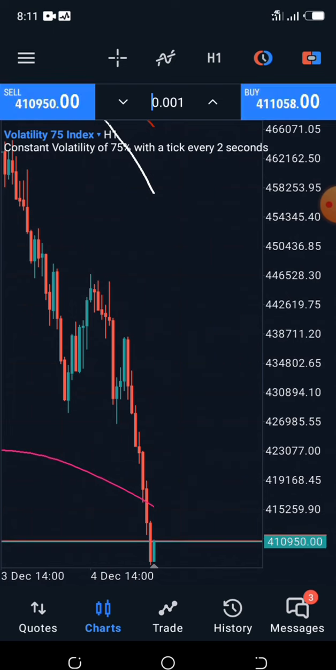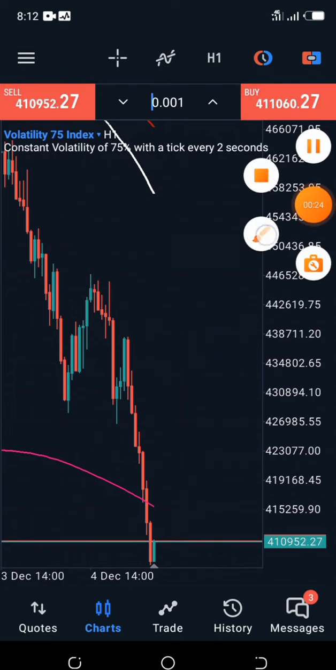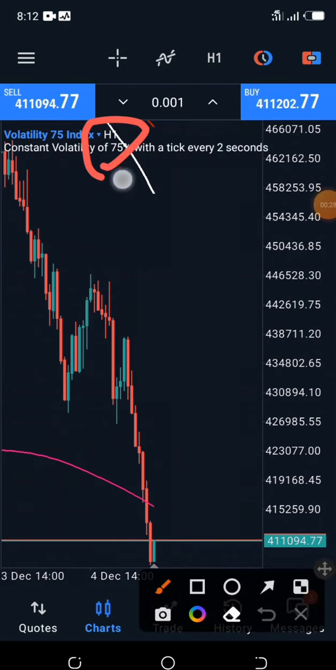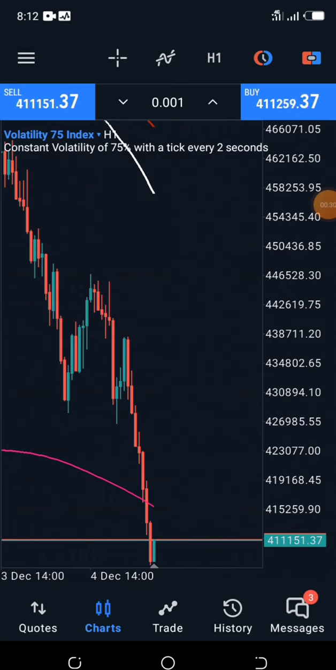Confirmation is you need to wait for a blue candle to form. Now remember that the time frame is on 1 hour. As you can see here, the time frame is 1 hour, so it has to be on the 1 hour time frame. You understand?